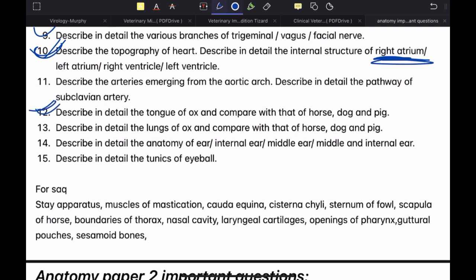Again, very important question from splanchnology: the tongue of ox, and compare with that of horse, dog, and pig. You will have the same pattern here. So you'll start with the diagram, a very well labeled diagram.